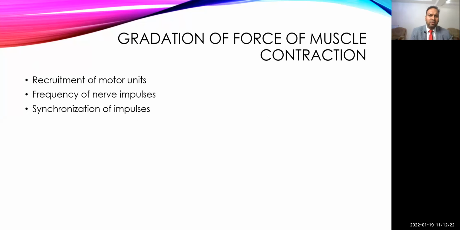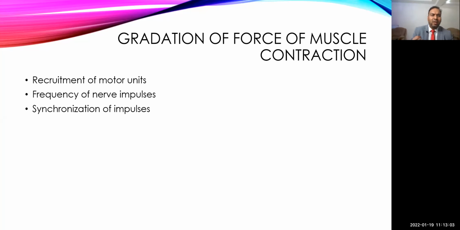Then graded force generation in the muscles: how the same muscle can generate small force and also high force. It depends upon three different factors. One is the recruitment of motor units; how many motor units are involved will decide the force. Then the frequency of nerve impulses, the tetanization; the more impulses generated, the more it will decide. And also synchronization of the impulses. So for muscles having similar actions, if more muscles are stimulated, then it will cause more muscle contraction. So these are the three factors which are important and can generate the force of muscle contraction.